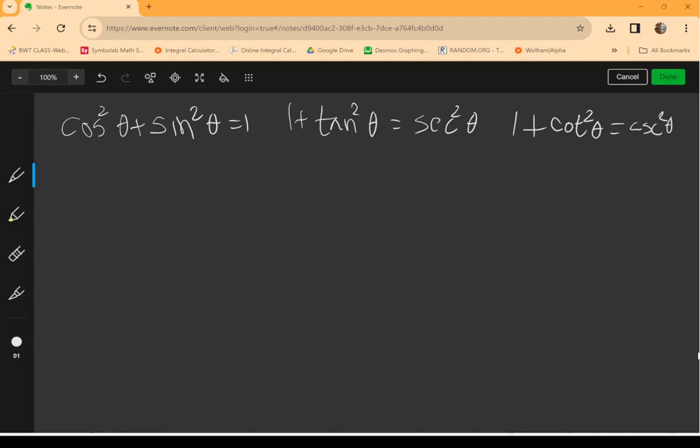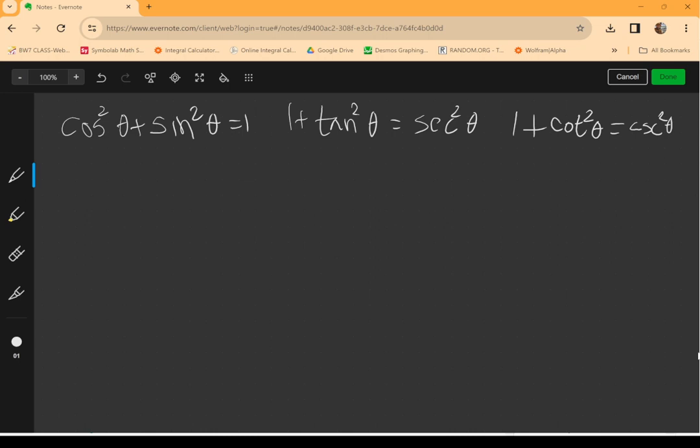Okay, so in this section, we're going to be looking at verifying identities. What that is going to mean is essentially little mini proofs where we apply formulas and identities to given equations.